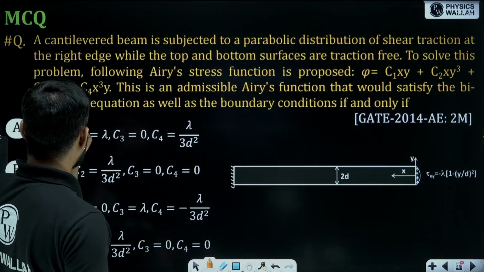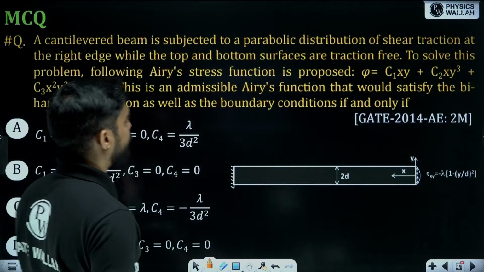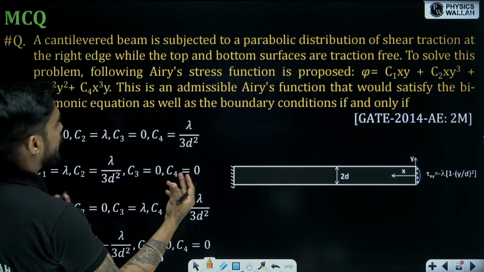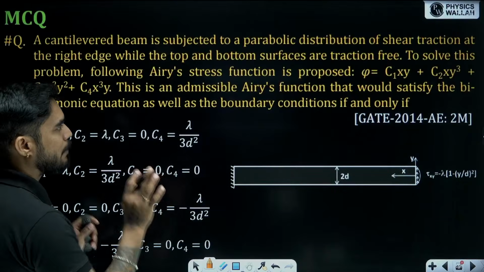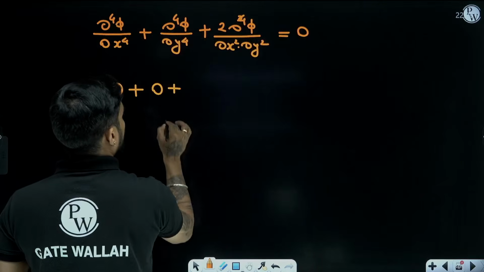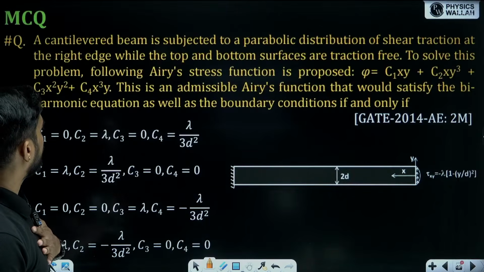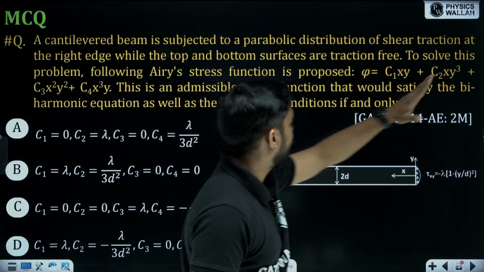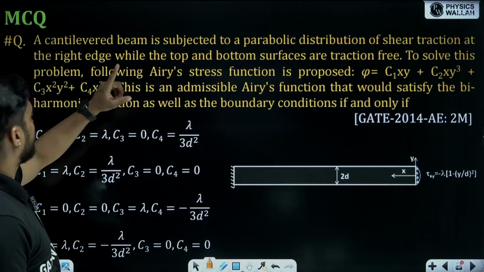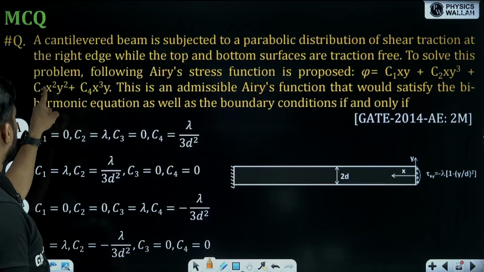So x to the power 4, none of them will survive. So this will become 0. Y to the power 4, also none of them will survive because the maximum power of x and y is 3. So this will also become 0. Here x to the power 2, y to the power 2. In the first, second and fourth terms, the power of x and y is 1, so these terms will become 0.